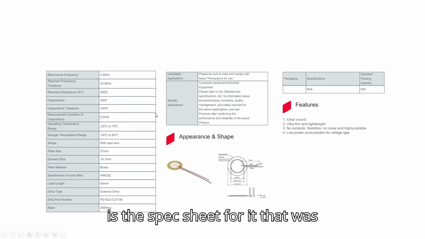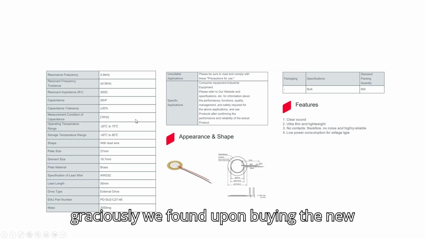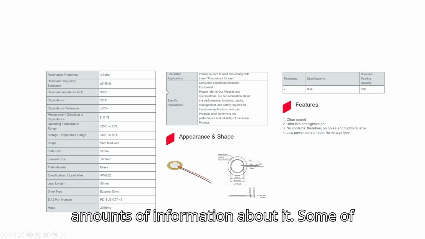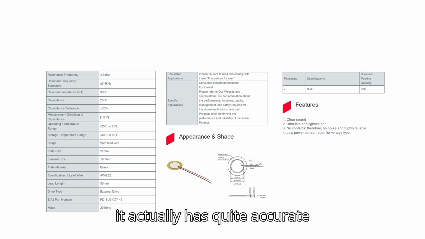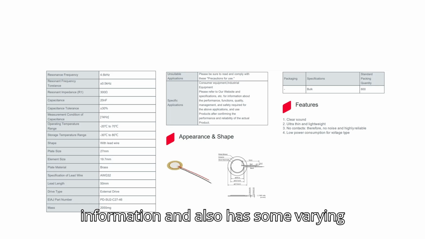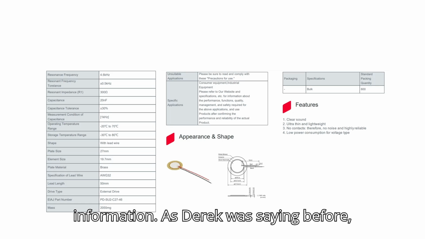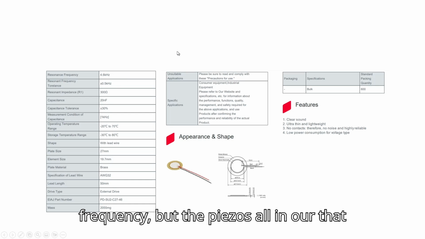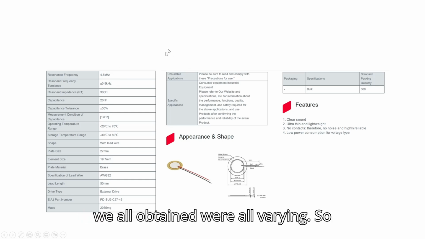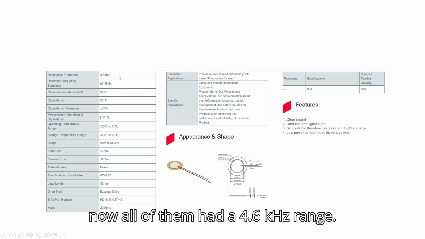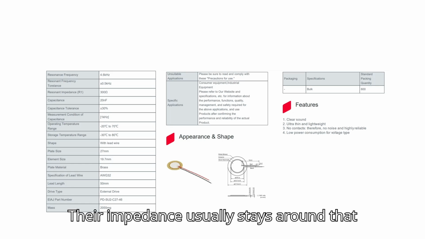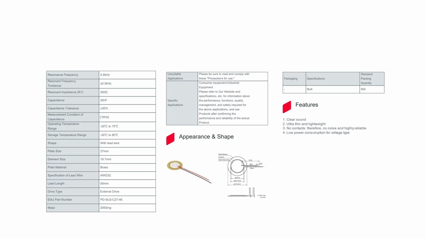This is the spec sheet for it that we found upon buying the new one. We were able to find various amounts of information about it. Some of it has quite accurate information and also has some varying information. As Derreck was saying before, we were able to find some resonance frequency, but the piezos that we all obtained were all varying. So not all of them had a 4.6 kilohertz range of resonance, as well as their impedance. Their impedance usually stays around that 300 range, which is wonderful.